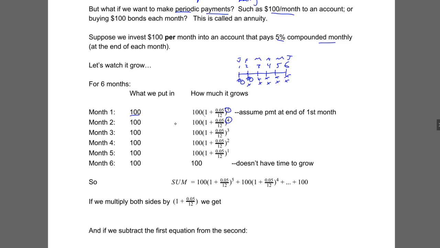So if we add all these together, it's just a big plus sign. Add all those together, and that's the value of our annuity at the end of 6 months. And so I call that the sum.